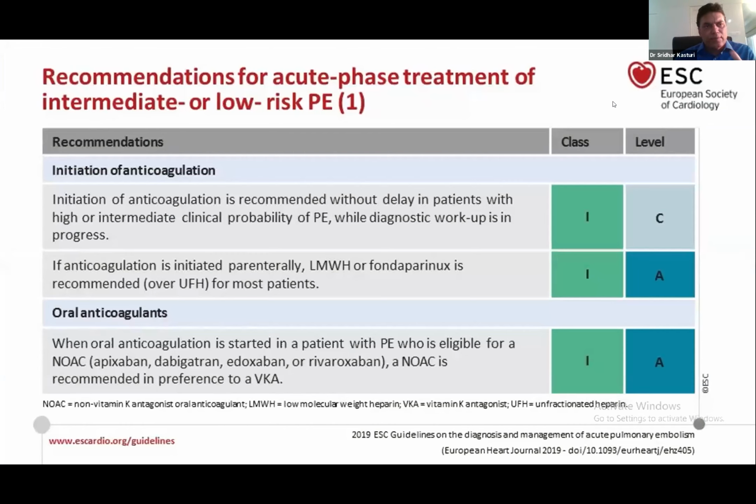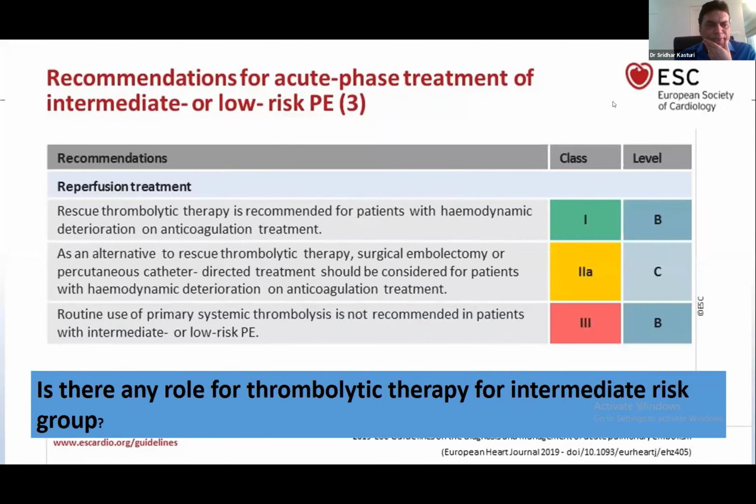And here, what are the recommendations for intermediate or low risk PE? Initiation of anticoagulants is a must. Parenterally, you prefer low molecular weight heparin or fondaparinux. These are preferred over unfractionated heparin for most patients. And compared to vitamin K antagonists, prefer the novel oral anticoagulants. Anyone you can choose: apixaban, dabigatran, edoxaban (not available in India), rivaroxaban. These come under class 1A.